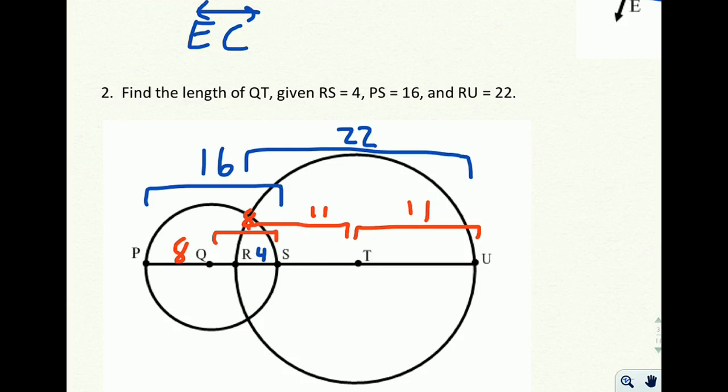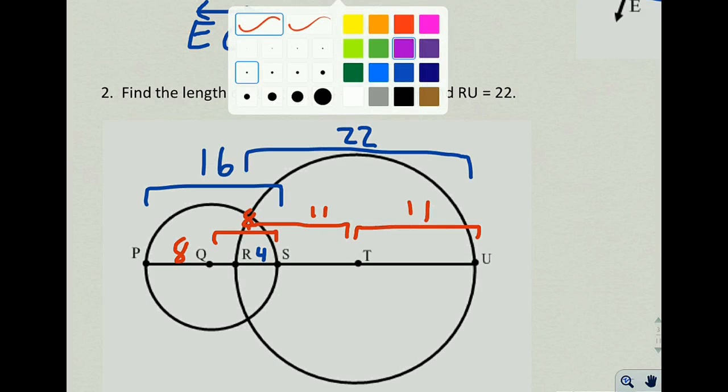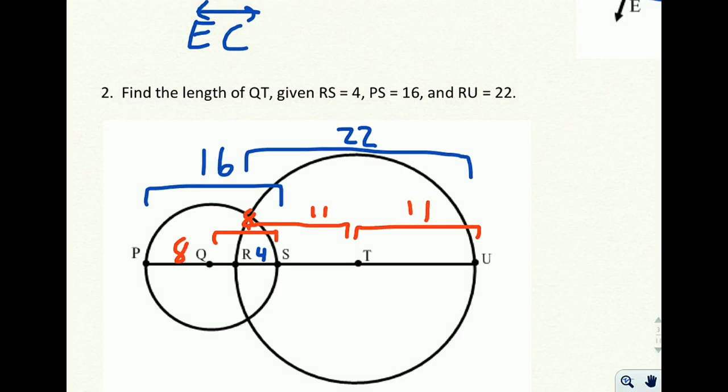And so what that's going to allow us to do now is start subtracting out the pieces we already know. If we want to find the entire length of Q to T, we're going to have to figure out how much overlap we actually have in here. From what I can see, if it's 8 from Q to S and it's 4 from R to S, then we must have 4 left right there from Q to R. And on the other side, if we have 11 from T to R, and we have 4 from S to R, subtract out that 4 and we only have 7 right there.